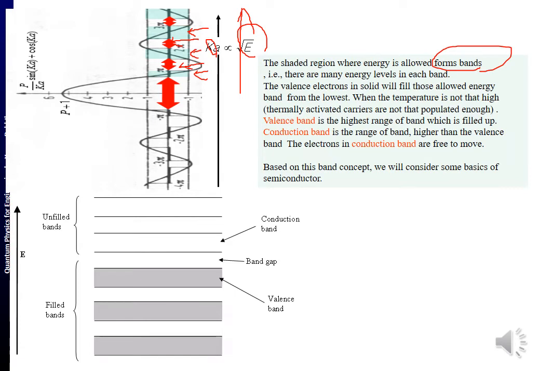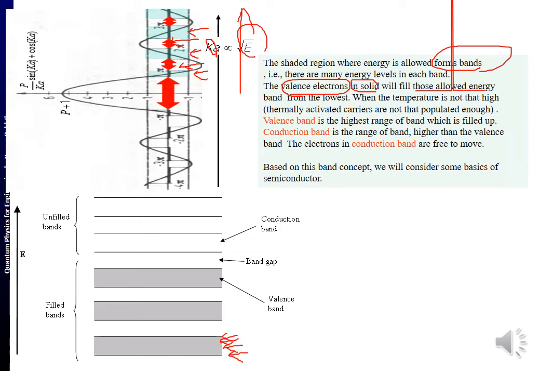The valence electrons in a solid will fill those allowed energy bands. Valence electrons in a solid, right? So those are electrons in the outermost orbit of atoms, and they will fill those allowed energy bands from the lowest. So let's say we have these many bands, and electrons will fill from the lowest energy state. Okay.